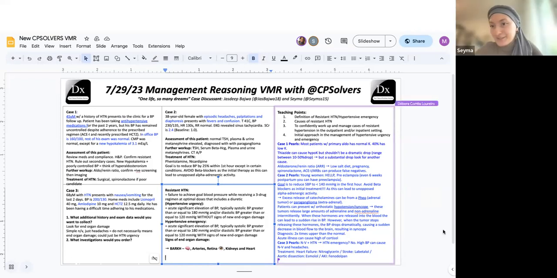And exactly as you already mentioned, hypertensive emergency is basically the same definition as urgency plus signs of end organ damage. So that would be everything from my side.